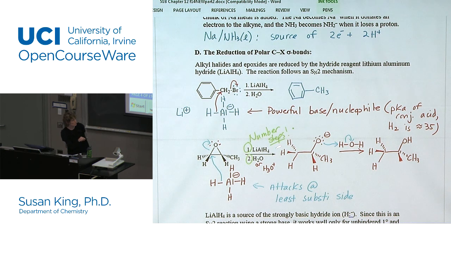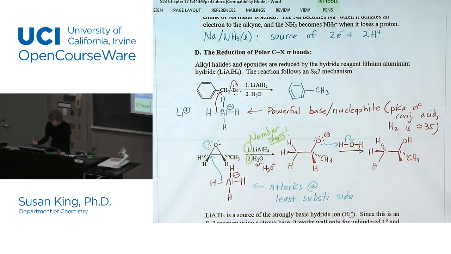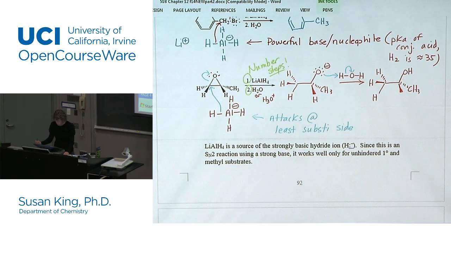We want step one, and then we add the water and the hydronium ion in a second step. All right, so lithium aluminum hydride is a source of the strongly basic hydride ion. Since this is an SN2 reaction using a strong base, it works well only for unhindered primary and methyl substrates. And of course, we can also attack epoxides.